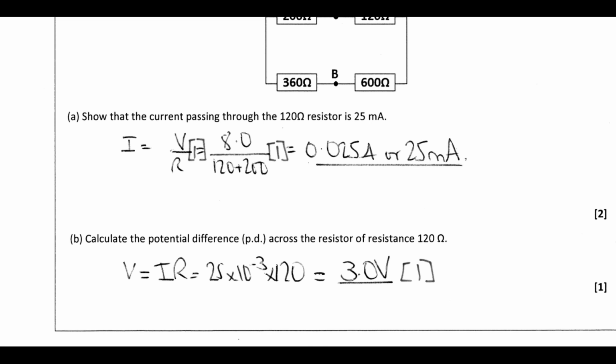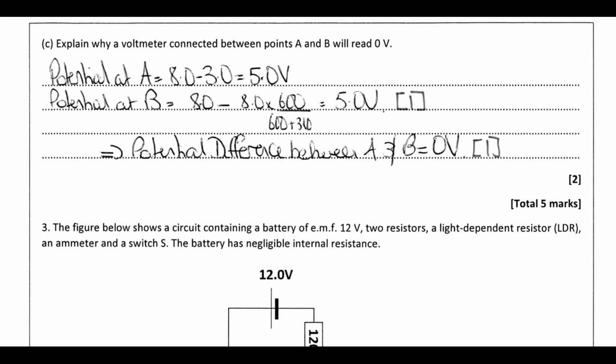Let's carry on with question 2. Explain why a voltmeter connected between the points A and B will read 0 volts. A voltmeter measures potential difference. So if your voltmeter says 0, that means the 2 points you've plugged your voltmeter into are at the same potential. So what I've done is worked out what the potential is at A and what the potential is at B.